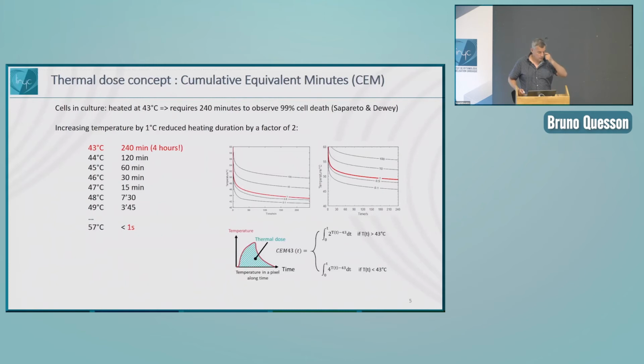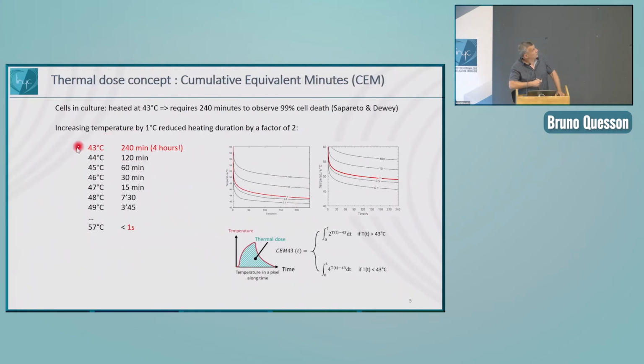And this comes from a quite old concept of analyzing the percentage of deaths of cells in culture. This was a very old publication. The researchers put some cancer cells in culture and exposed them to different temperatures over time. And what they show is that if you want to ensure 99% of cell deaths, you should expose, for example, during 4 hours to a temperature of 43 degrees. And so this is very long. This is not something we want to do, of course. We want to do it much shorter.